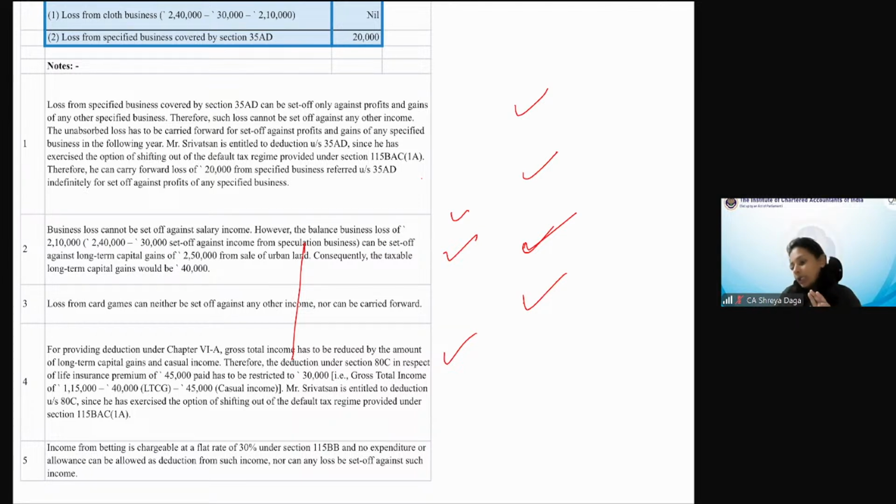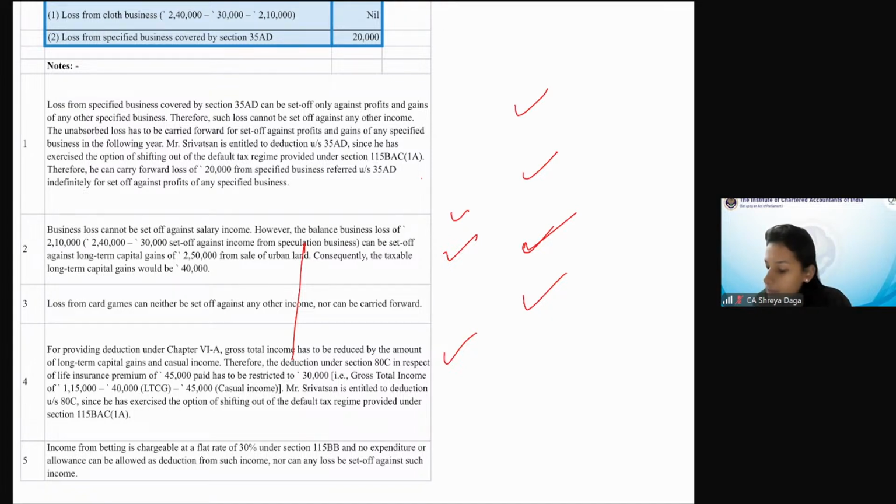See, GTI has to be reduced by the LTCG and casual income. That is okay because somebody also said in the class that LTCG, you'll have to pay tax on that. You cannot offset it by deductions or even by slab. So when you're calculating GTI and Chapter 6A deduction, GTI has to be reduced by the amount of LTCG and casual income. Casual income means income from betting in this case.